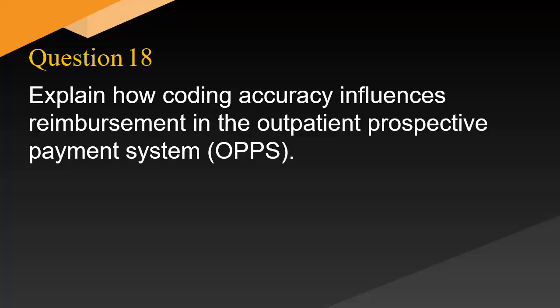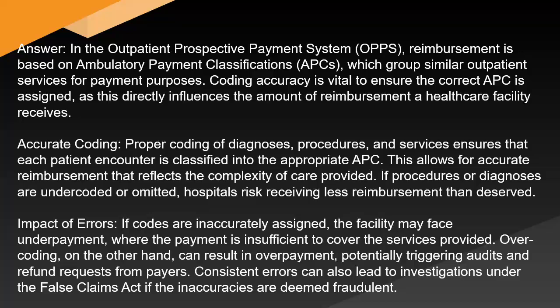Explain how coding accuracy influences reimbursement in the outpatient prospective payment system (OPPS). Answer: in the outpatient prospective payment system, reimbursement is based on ambulatory payment classifications (APCs), which group similar outpatient services for payment purposes. Coding accuracy is vital to ensure the correct APC is assigned, as this directly influences the amount of reimbursement a healthcare facility receives. Accurate coding. Proper coding of diagnoses, procedures, and services ensures that each patient encounter is classified into the appropriate APC. This allows for accurate reimbursement that reflects the complexity of care provided.